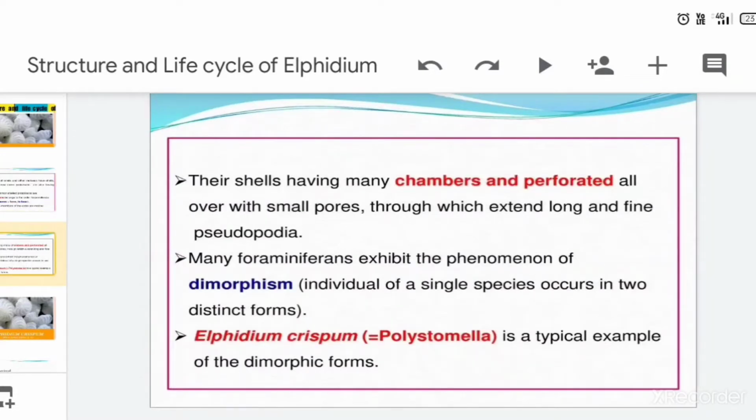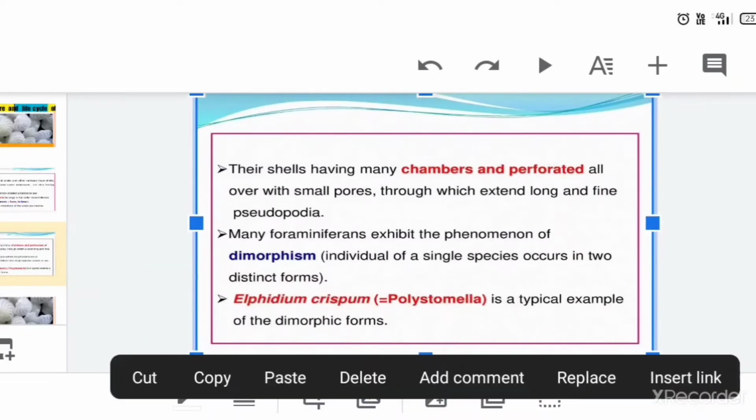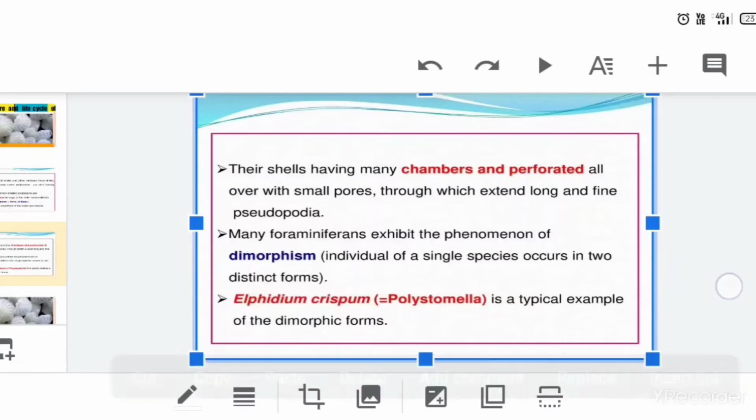Their shells have many chambers and are perforated all over with small pores, through which extend long and fine pseudopodia. Many foraminiferans exhibit the phenomenon of dimorphism. Dimorphism means exhibiting two kinds of morphology or two forms, which means an individual of a single species occurs in two distinct forms. Elphidium is one such which exhibits dimorphism. Elphidium crispum, also known as Polystomella, is a typical example of the dimorphic forms.